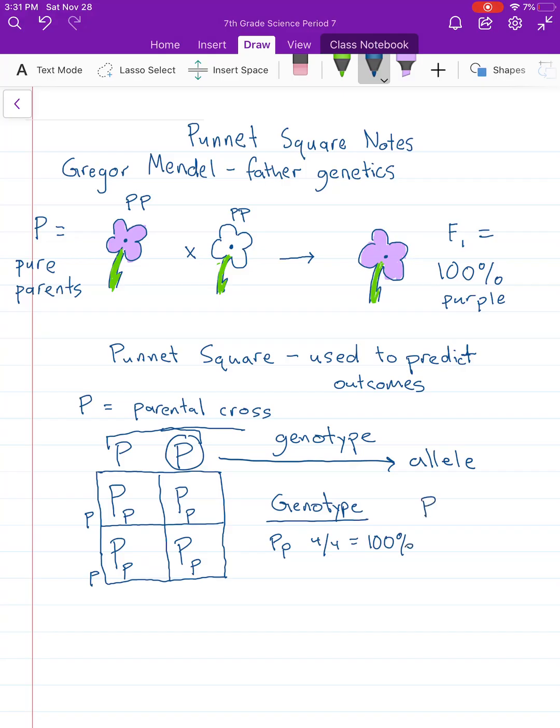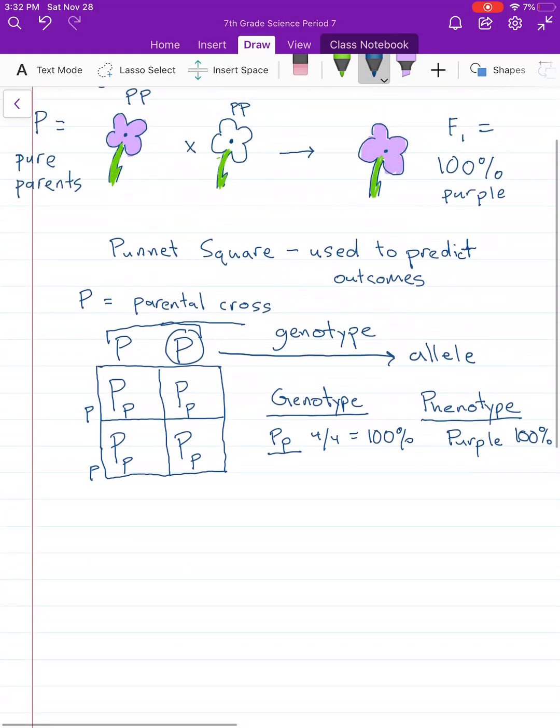Then off to the side, also write phenotype. And we have 4 out of 4 phenotypes. Because big P, little p is purple, 100% of our flowers are purple. So we'd write 100%.